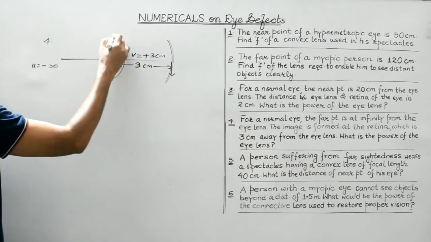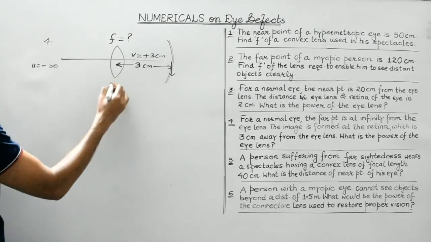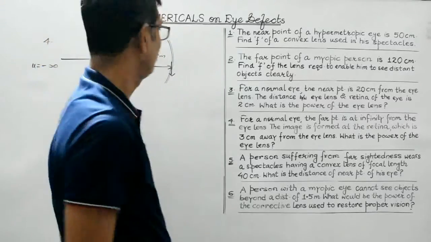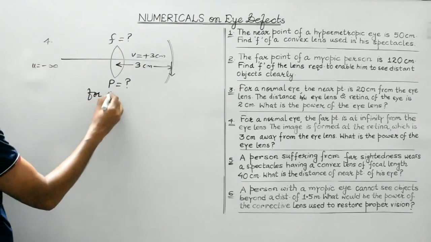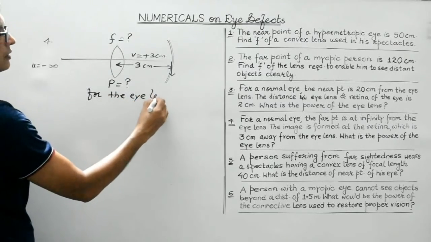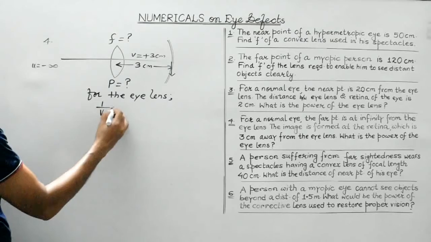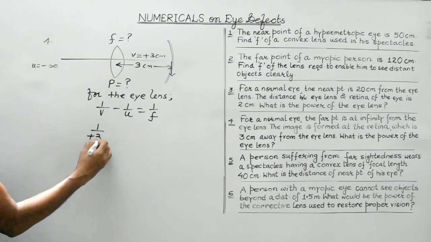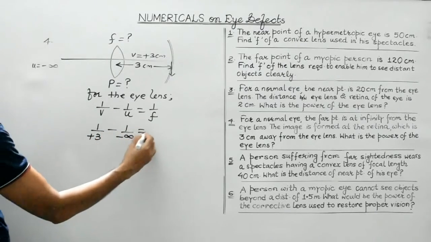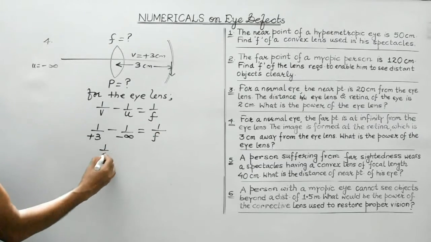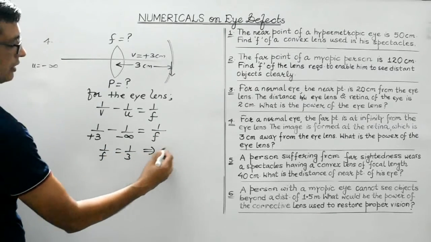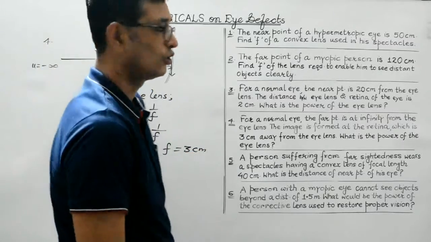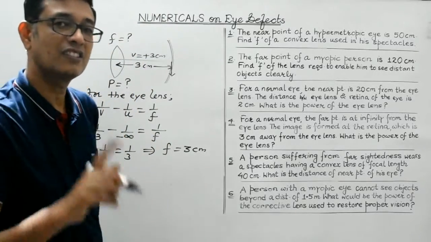We are supposed to find out the power. First we will find out the focal length, and then we can easily find out the power of the eye lens under consideration. Right? So for the eye lens, make use of lens equation, which is 1 by V minus 1 by U is equal to 1 by F. So V is plus 3. U is minus infinity. F is to be found. So 1 by F is equal to 1 by 3. That is, F is equal to 3 centimeter. Right? So focal length of this eye under consideration is 3 centimeter.